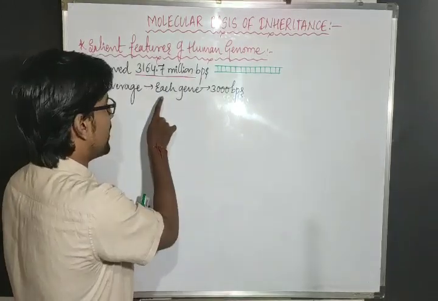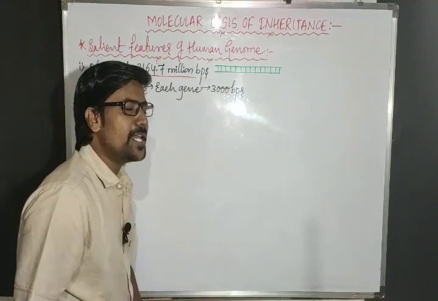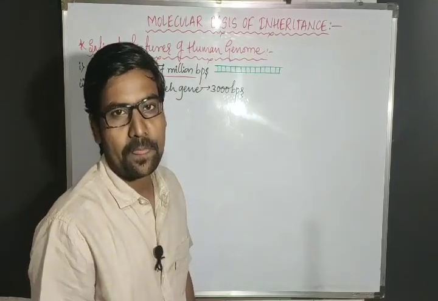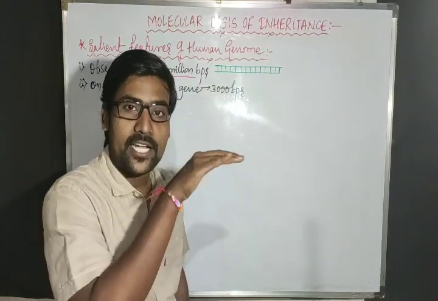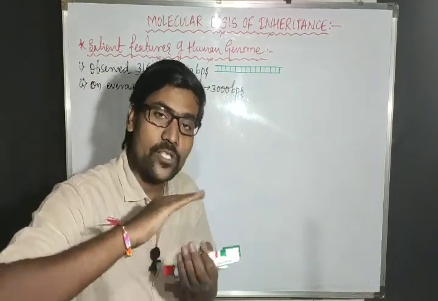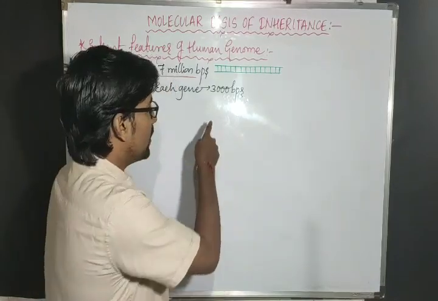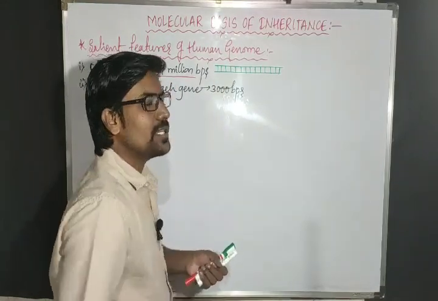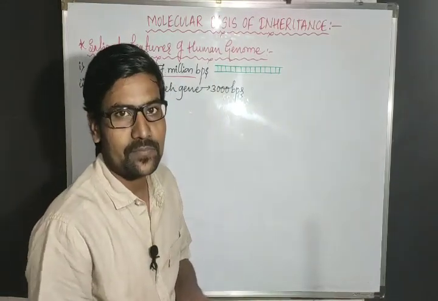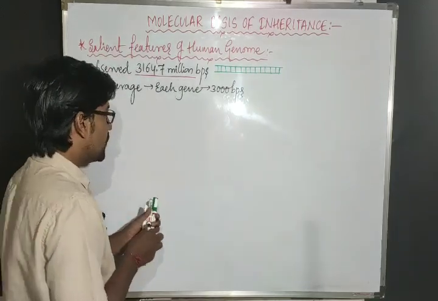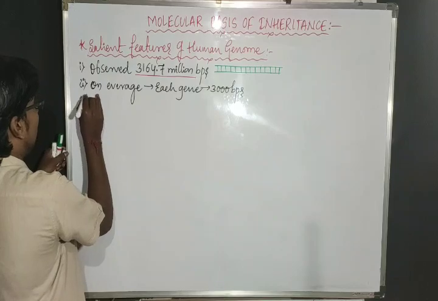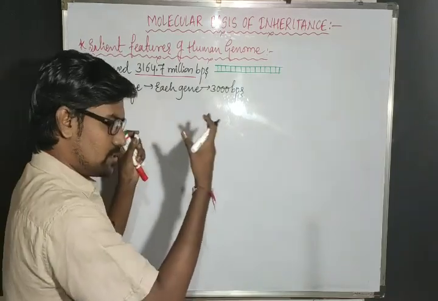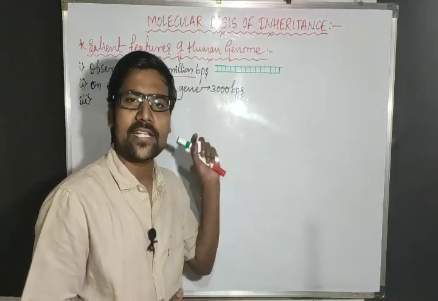So on average, each gene contains 3000 base pairs. That means the total number of base pairs divided by the number of genes. If you do that, we get one approximate number, 3000 base pairs, right? So on average, each gene contains 3000 base pairs.